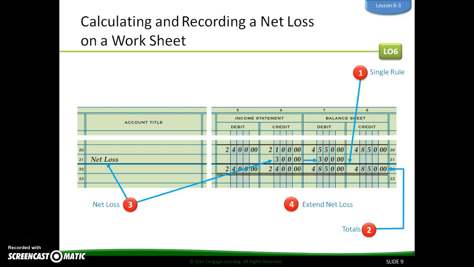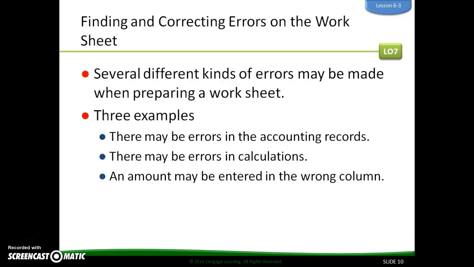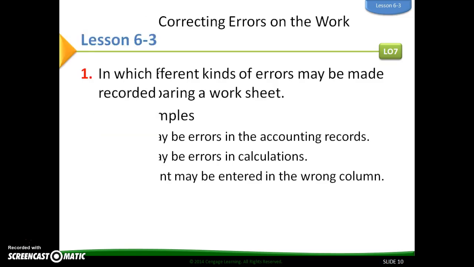So we're extending our net loss from our income statement to our balance sheet. Now we want to talk just a little bit about errors that we make when we're completing a worksheet. There are a couple different kinds of errors. We either have errors in our accounting records, sometimes we make errors when we calculate things, and then sometimes we just put something in the wrong account column, and now our balance information is off because it's in the wrong column.